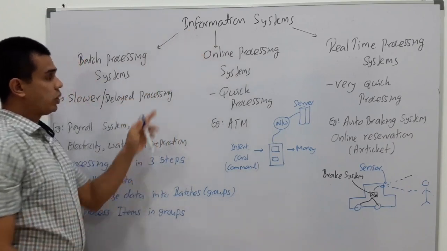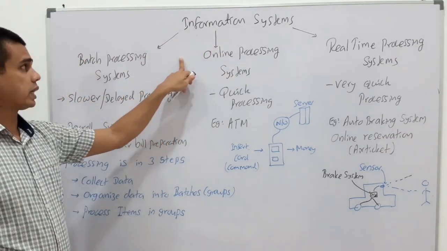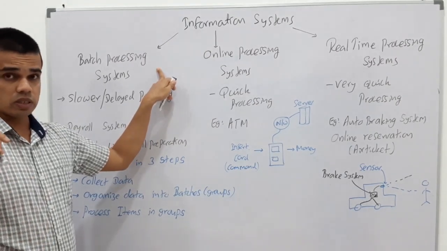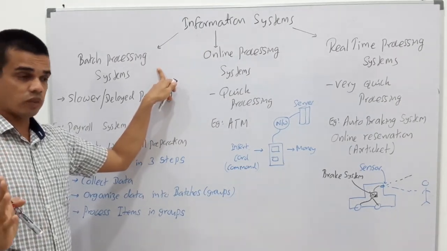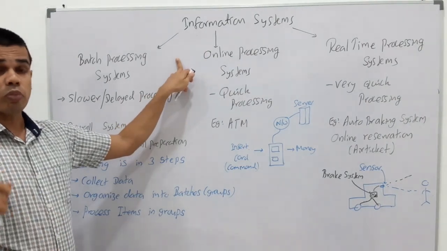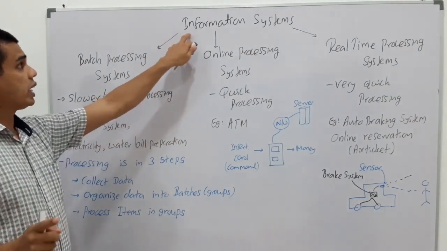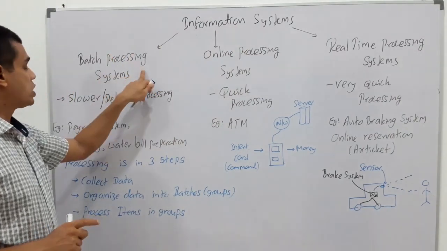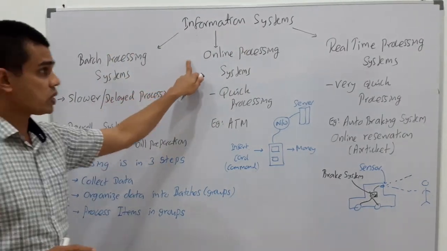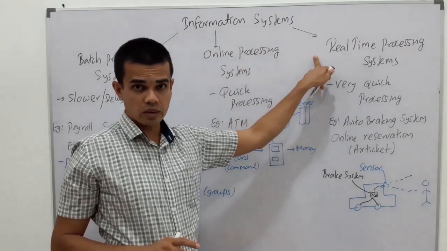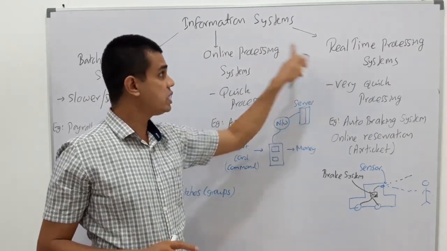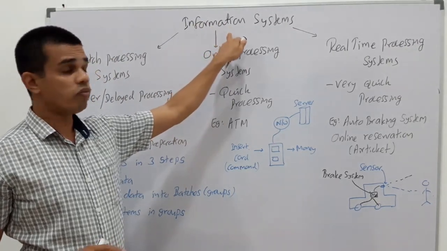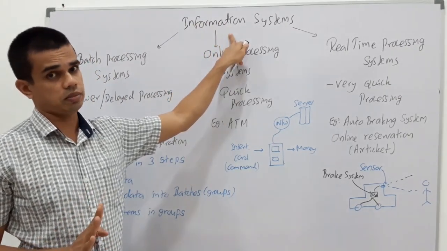This is going to be categorized into three categories based on the way they process. An information system is working with information, generating information. The way we process information, we can categorize information systems into three: batch processing systems, online processing systems, as well as real-time processing systems. These three categories are based on the way the information is processed by the system.